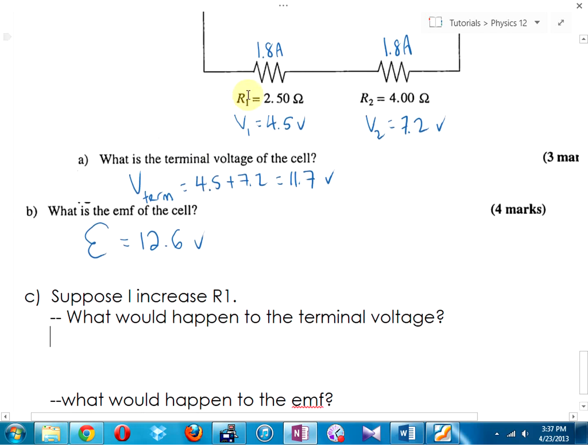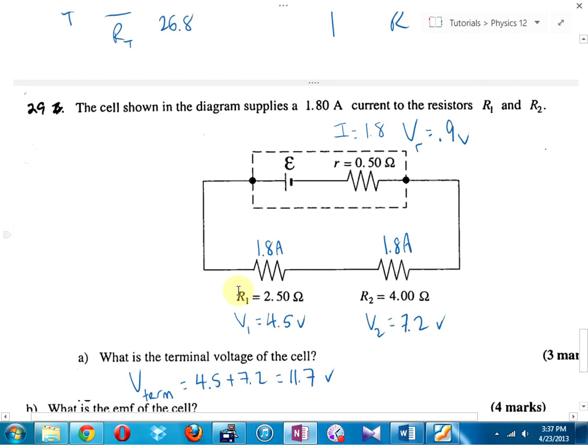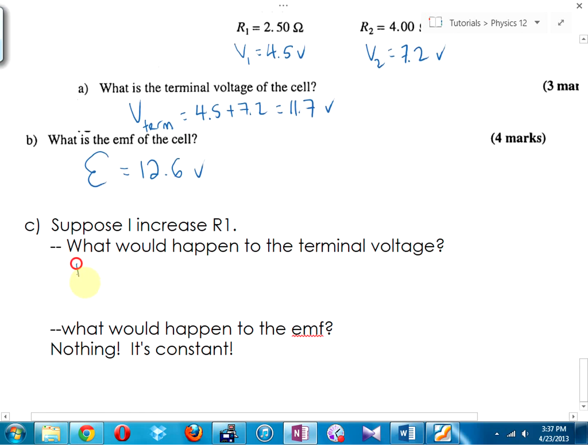If this got bigger, if that got bigger, your total resistance would increase. Yes? So your total resistance would go up. What would happen to your total current? So let's write this down. R1 gets bigger, R total gets bigger, and I know that I total equals V total over R total. What would happen to your overall current? Get smaller.